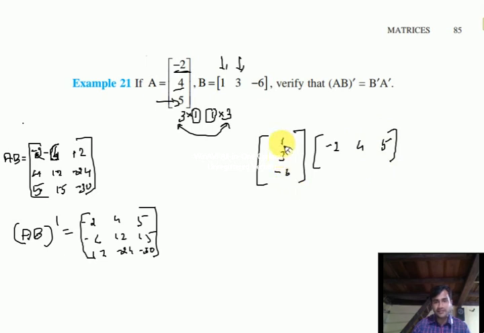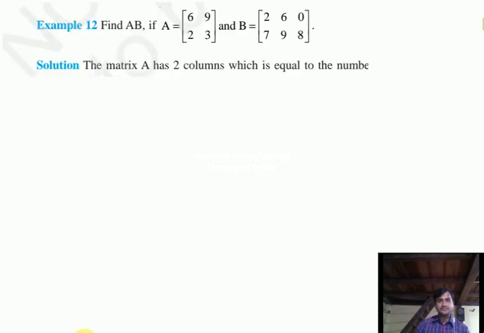Again this is of order 3 cross 1 and this is of order 1 cross 3. The resultant will be of the order 3 cross 3. You can use the same concept to find this particular value. Okay. Then here we need to find A into B. Whether A into B is defined or not: this is of order 2 cross 2, and this has 2 rows and 3 columns. Therefore we can find A into B. The resultant will be of the order 2 cross 3.